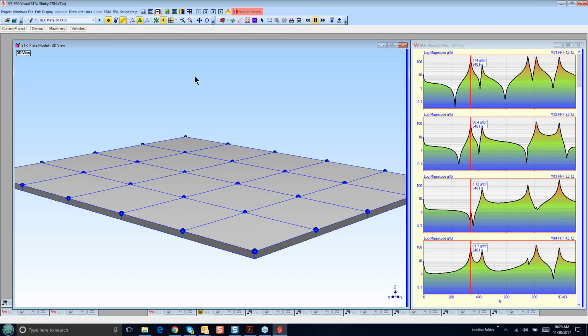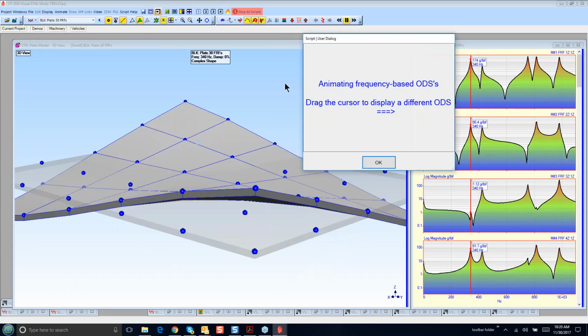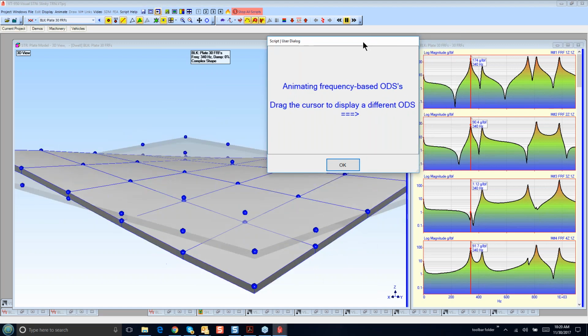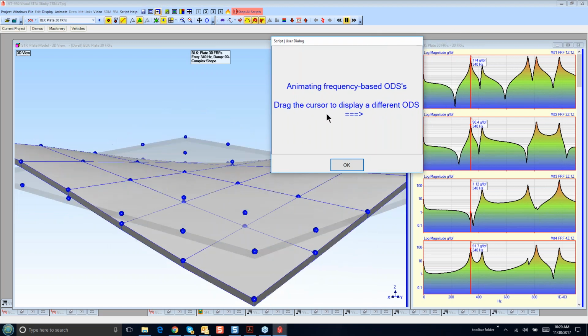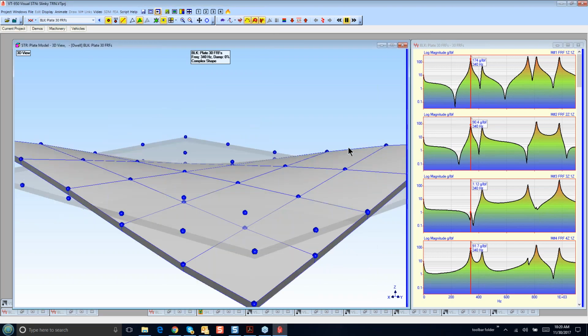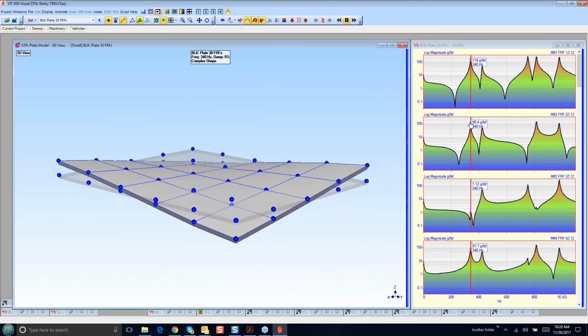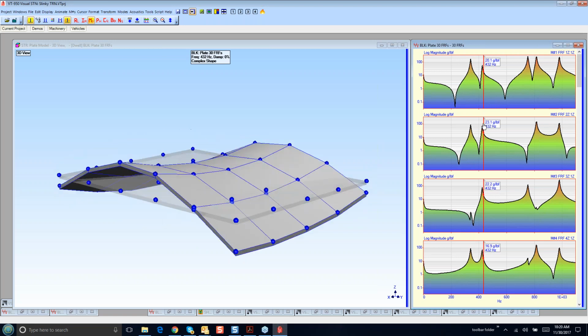I'm going to push the hotkeys. Those are going to run some scripts. And here's a script coming up, and it's saying animated frequency-based ODSs. Drag the cursor to display a different ODS. So this is how we started, and this is the basic capabilities of MEscope.